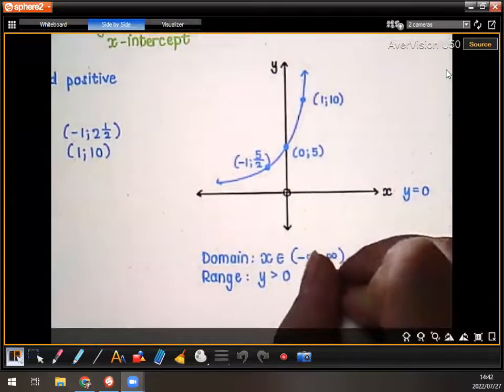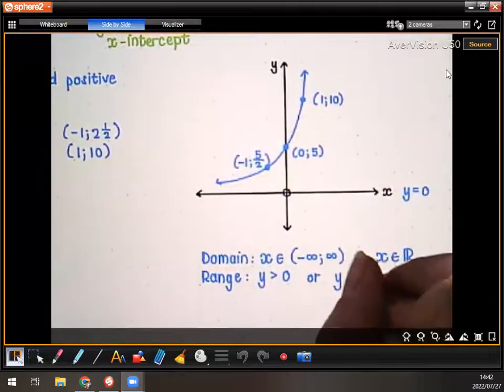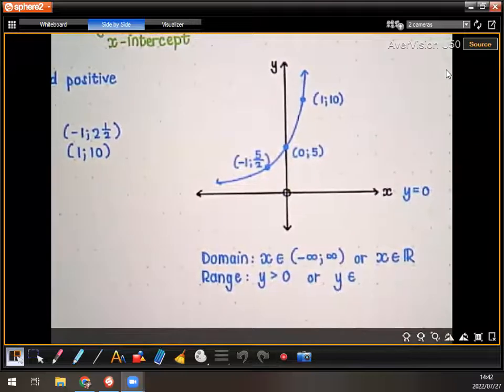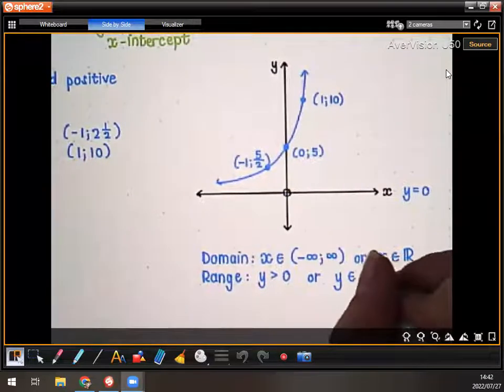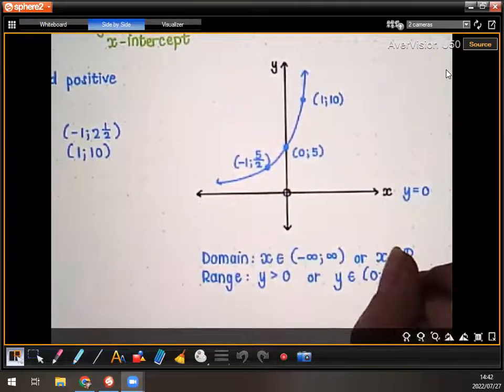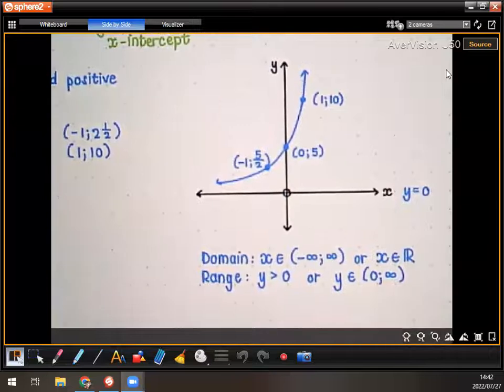Yeah, so you're going to have to do a round bracket here, because it can't be equal to 0. So if you want to write it in this notation, you can write it like that. 0, but because it can't touch that asymptote, it can't be equal to 0, you have to use a round bracket.